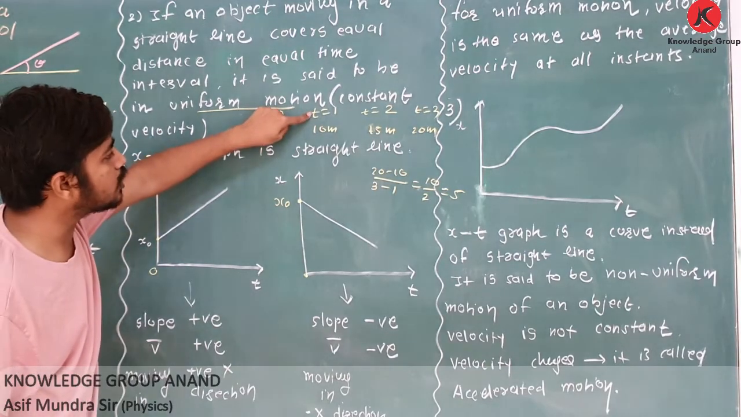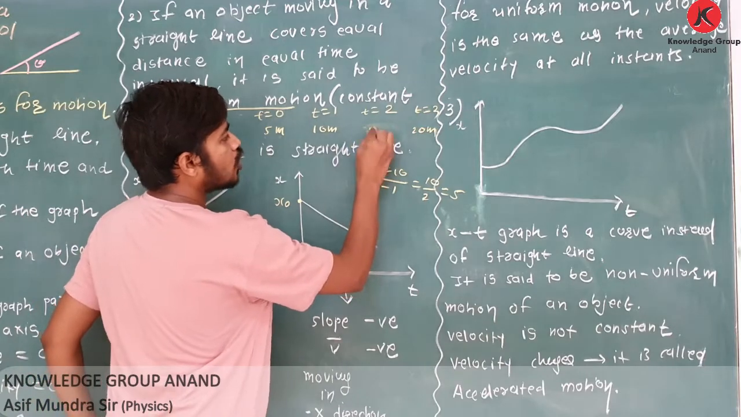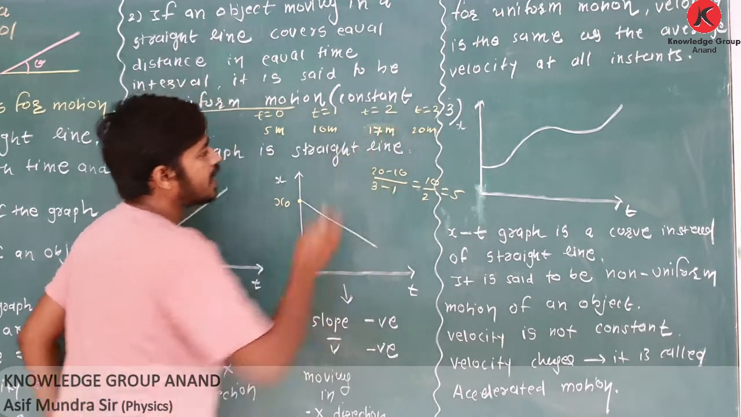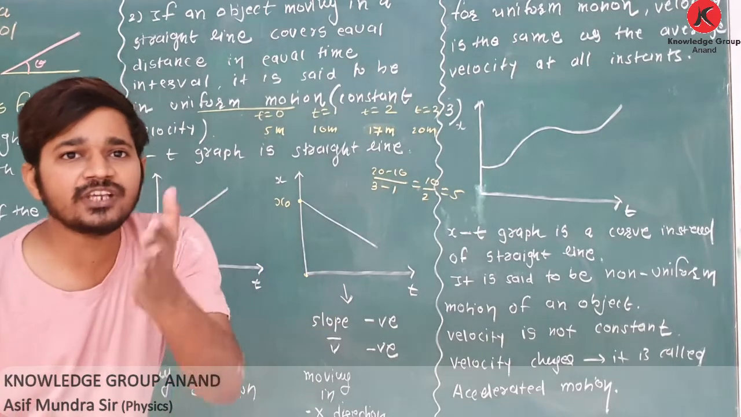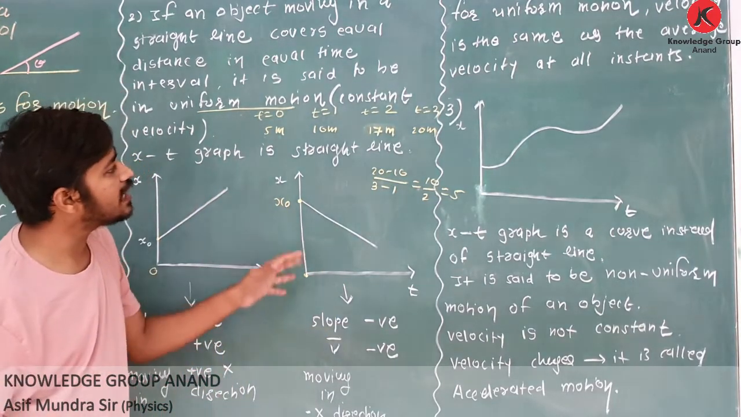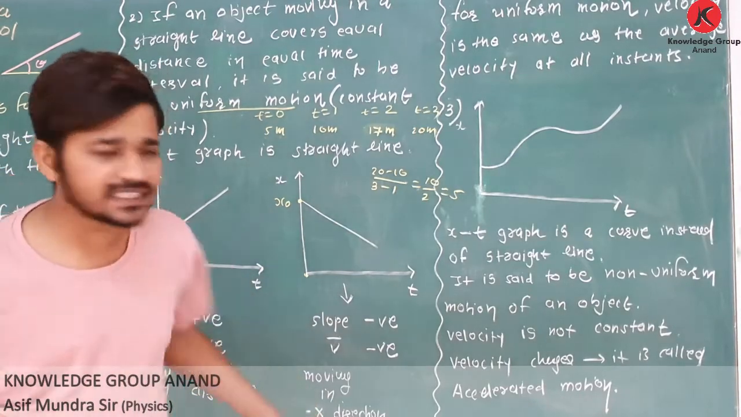At time t equals 1, position is 10 meter. At time t equals 2, position is 17 meter. At time t equals 3, position is 20 meter. So now see, in equal time intervals, distances traveled are not the same.